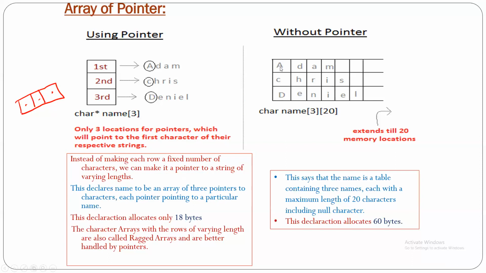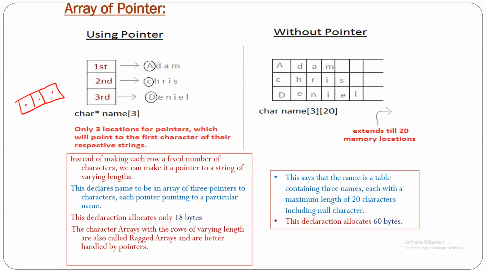Why? Because here you can see 1, 2, 3, 4, 5, 6, 7, 8, 9, 10, 11, 12, 13, 14, 15, and 3 null characters. So 16, 17, 18. So 3 null characters, यहाँ पर total जो letters है वो कितने हैं? 15. और हर एक string के बाद null characters भी होंगे. So it will allocate only 18 bytes of memory.